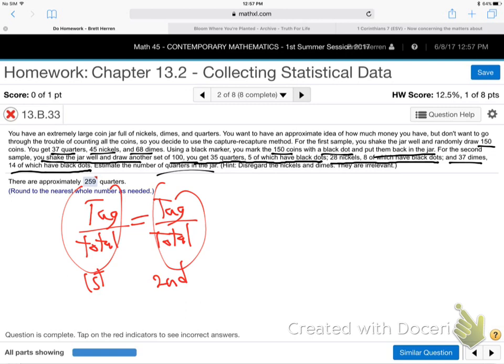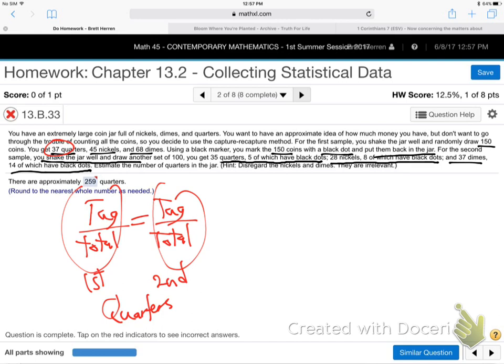Okay. Just for the quarters. I'm only doing the quarters. That's all they're asking me about is quarters. So ignore nickels and dimes. Okay. So let's take the numbers as they come. First time, the first sample, you shake the jar well, 150 coins, 37 quarters, and you marked them, right? You guys with me? Am I racing ahead?